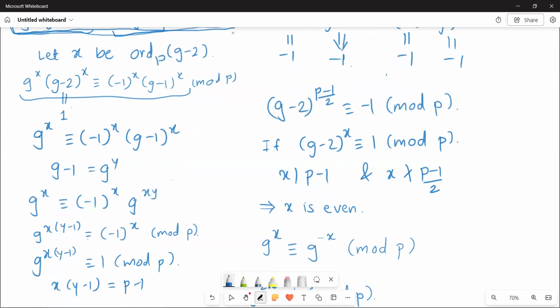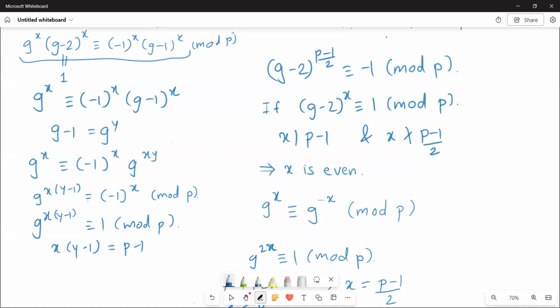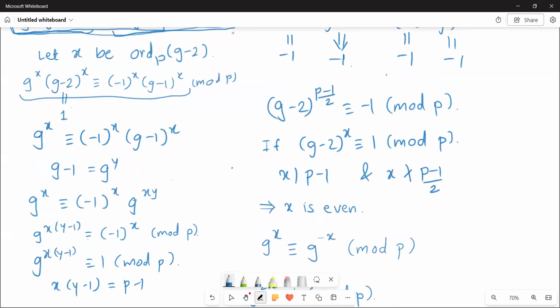Now let g minus 1 be g power y. We know g power 1, g power 2 up to g power p minus 1 all give distinct residues. So for some y, this should happen. So we get g power x times minus 1 to the power x times g to the power xy. So g to the power x times y minus 1 is congruent to this mod p, and is congruent to 1 mod p. Okay, so we get x is even from here.